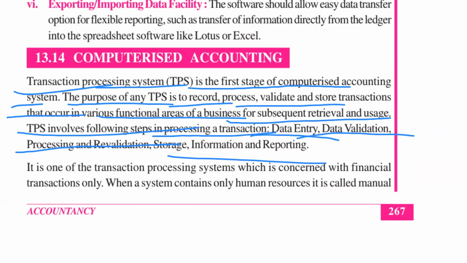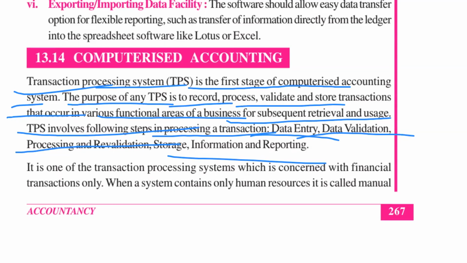So the first step in the computerized accounting system is TPS, the transaction processing system. What are the purposes of TPS? The purpose of TPS is to record the data, process the data, validate the data, and store the data that occur in various functional areas of the business. Various functional areas means what? Suppose purchase is one function, sales is one function, accounting and finance is one function. So under TPS, all the data relating to all the functions are recorded, validated, and stored.